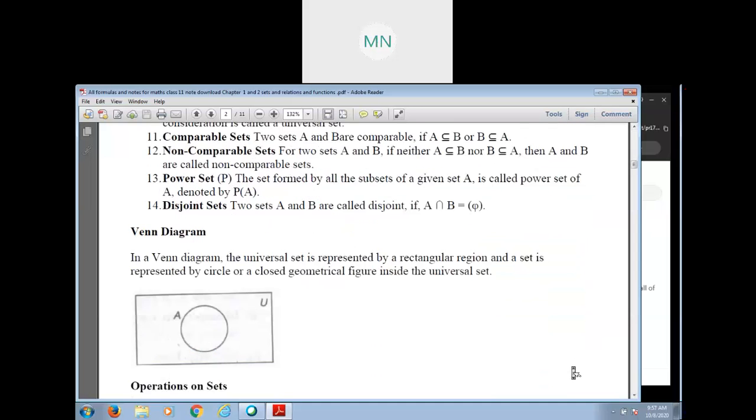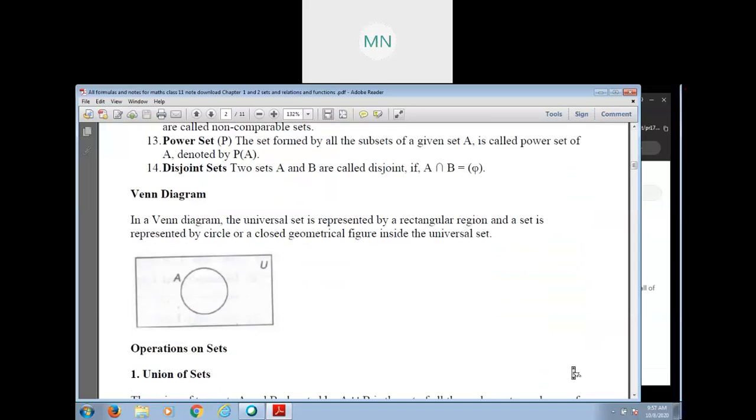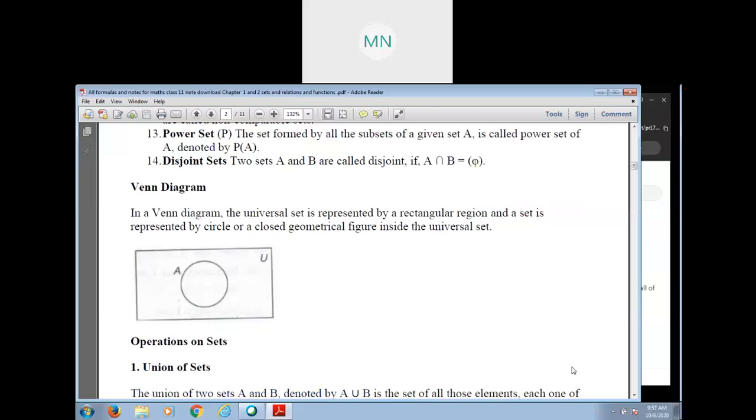And next one is the Venn diagram. Venn diagram is what? It is a graphical representation of sets. Here we consider a rectangular region which indicates the universal set, and a circle indicates a particular set. Here you can see that this rectangle indicates the universal set U, and this one indicates the particular set A. A circle indicates that particular set.